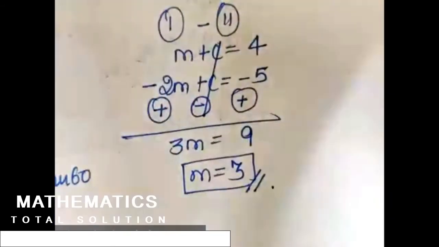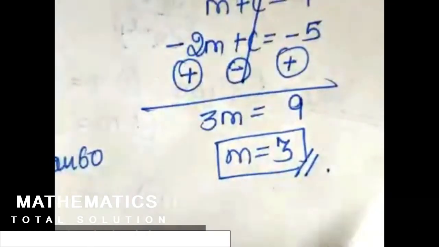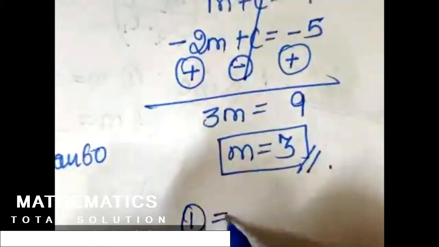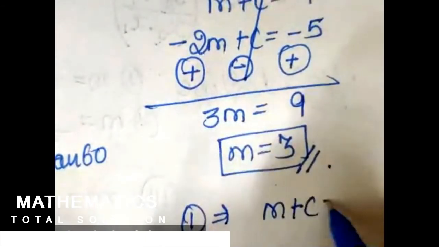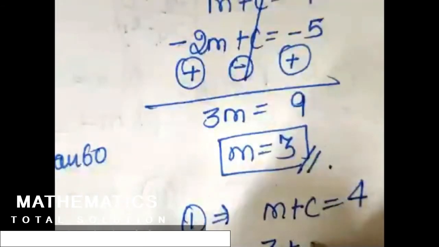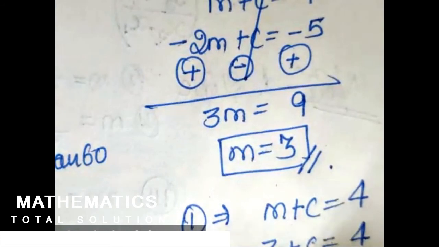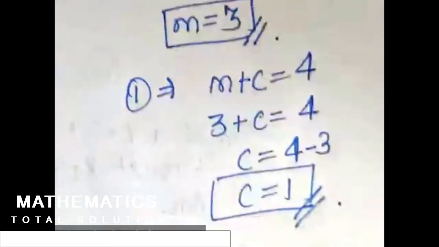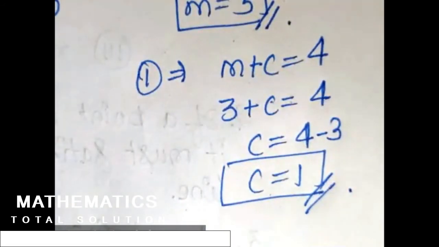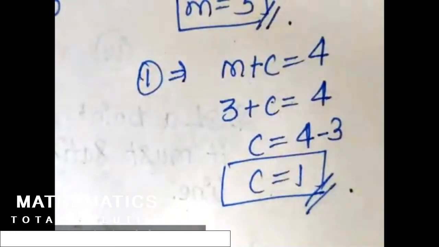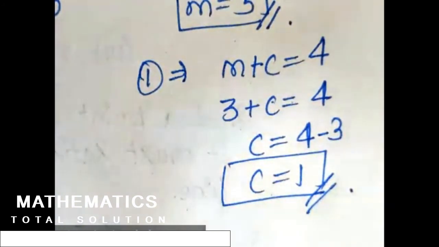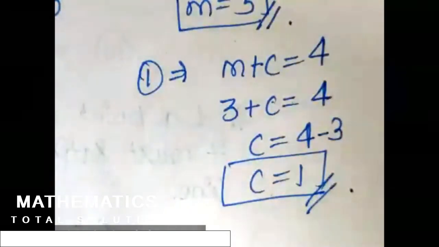Now m is 3. Alright. How will you find c? You can put this in any one equation. I am using the first equation. First equation implies m plus c is equals to 4. 3 plus c is equals to 4. So c is 4 minus 3. c is 1. c is 1. That's it. Answer has come. Clear? So this is how we use the concept when a point lies on the line or a line passes through a point. Okay?